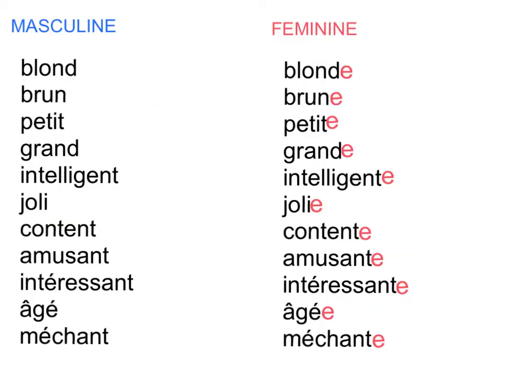So you can see here, all of these words are masculine. To make them feminine, we've added an E to each one. Blond becomes blonde, brun, brune, petit, petite, grand, grande, intelligent, intelligente, joli, jolie. This does not change pronunciation because there's no consonant at the end, so we're just still pronouncing the I. Joli, jolie. Content, contente, amusant, amusante, intéressant, intéressante, âgé, âgée, méchant, méchante.